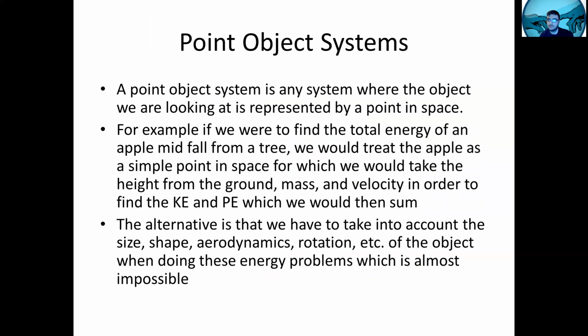Next, we want to talk about point-object systems. A point-object system is any system where the object we are looking at is represented basically by a point in space. You've probably been using point-object systems without knowing it in physics your entire college and high school career. For example, if we were to find the total energy of an apple mid-fall from a tree, you know what energies are acting on it. It has kinetic energy because it's moving, it has a velocity, and it has height, so it has potential energy. That's what makes up its energy.